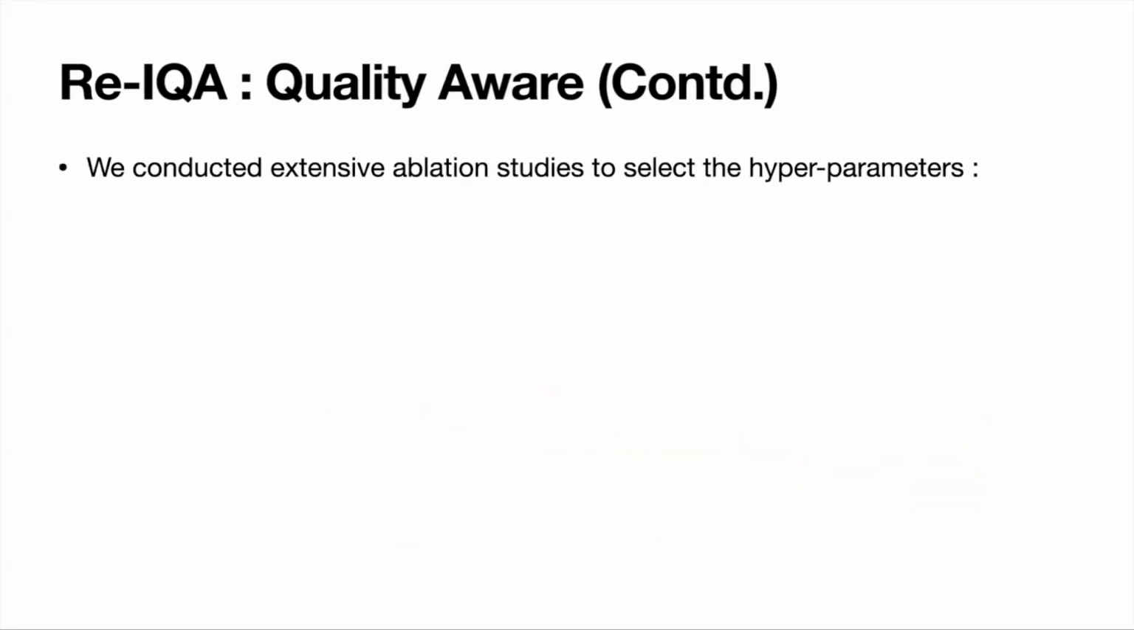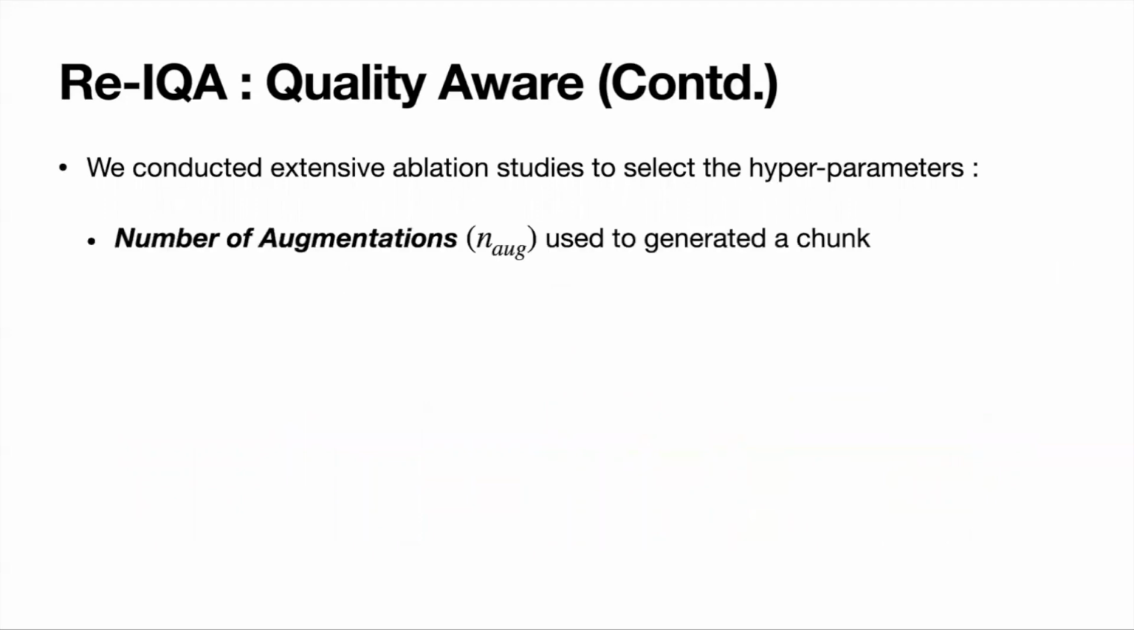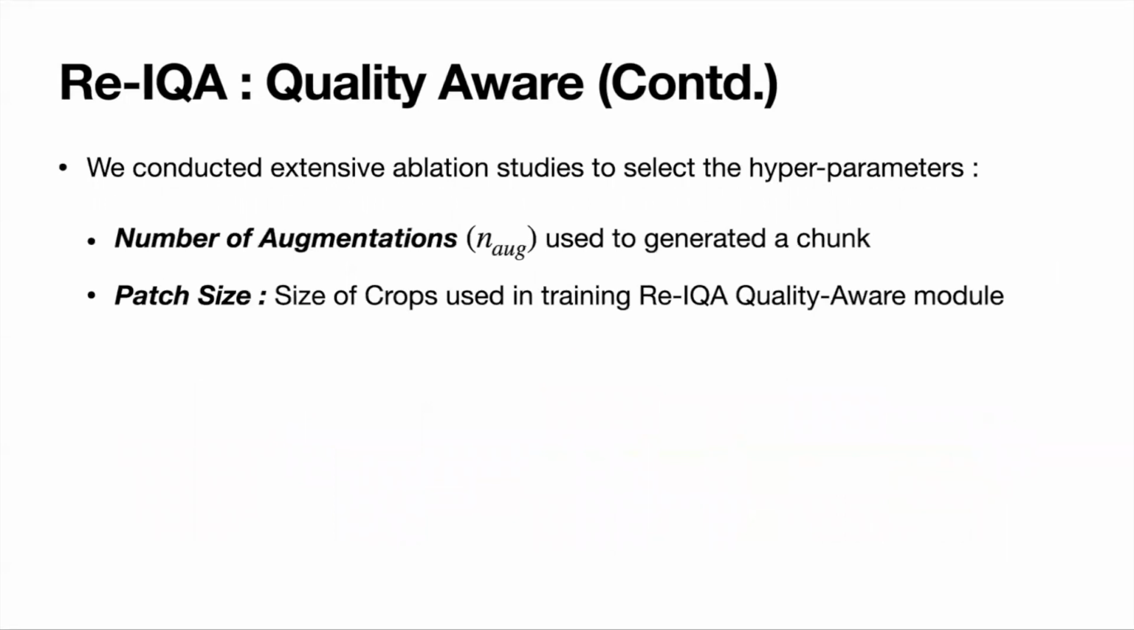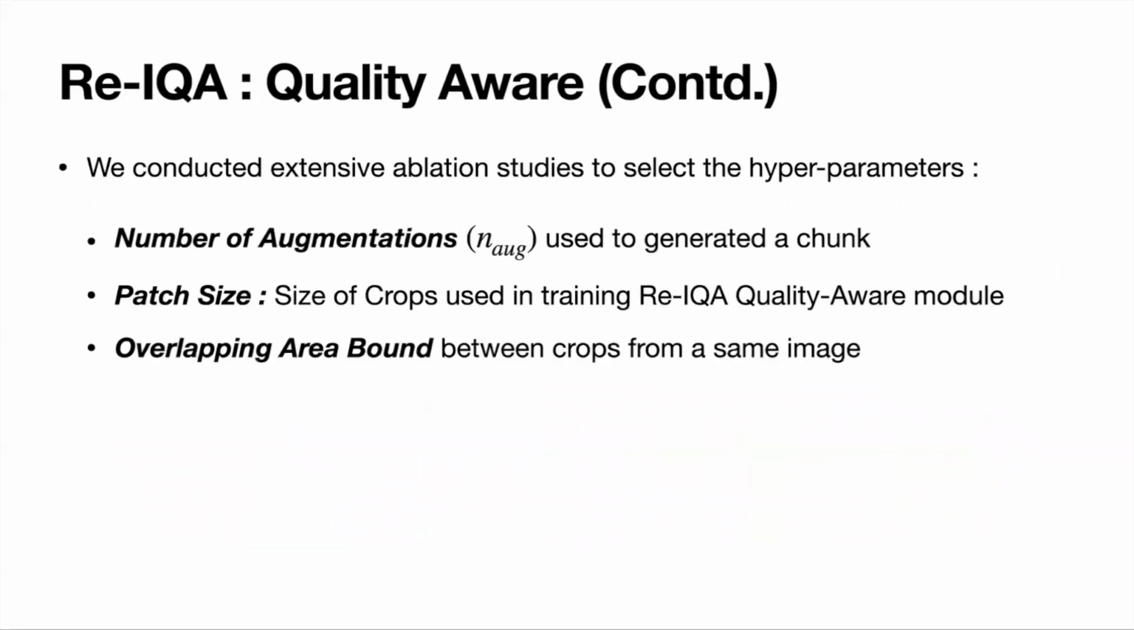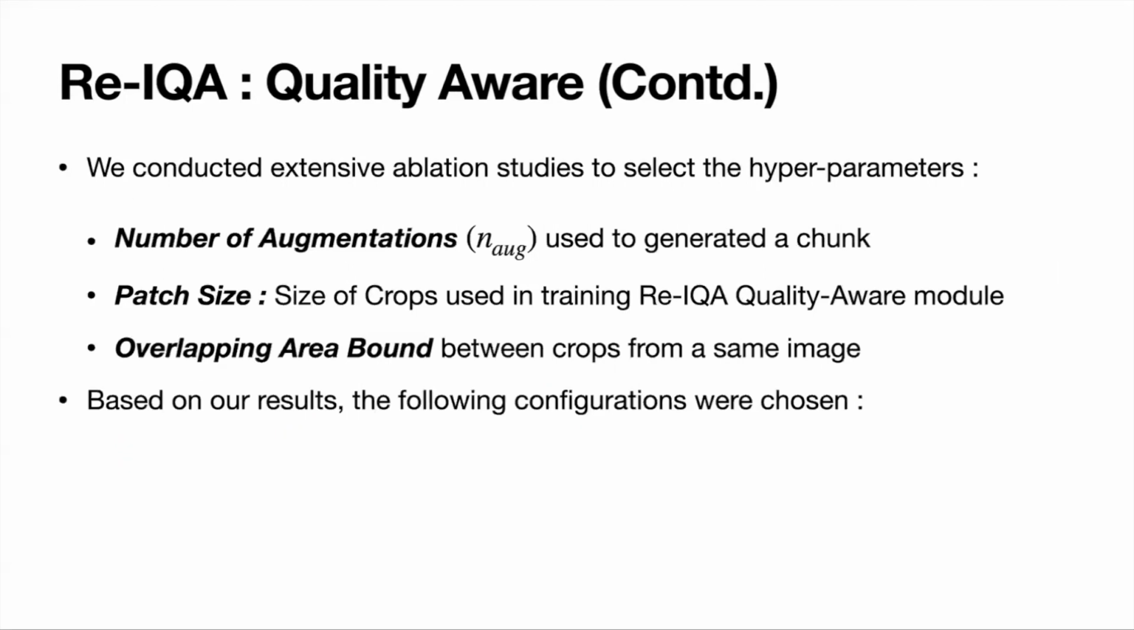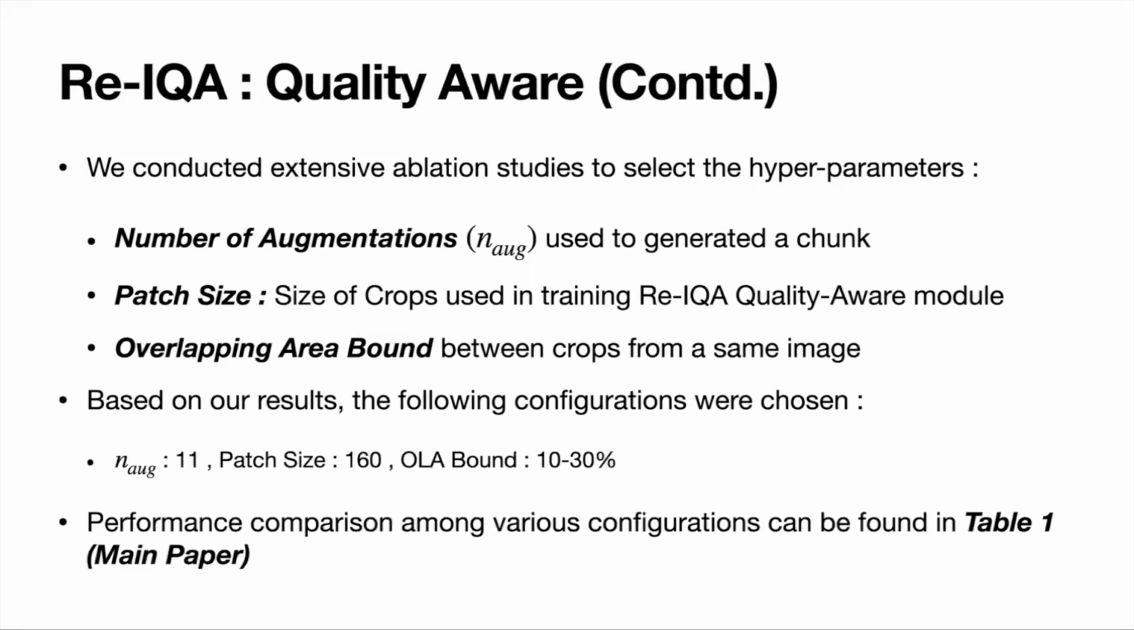We conducted extensive ablation studies to find the values of the following hyperparameters. First, the number of augmentations. Second, the patch or crop size. And lastly, the overlapping area bound. In the paper, we report the best values obtained for these parameters, along with the performance comparison among the various configurations.